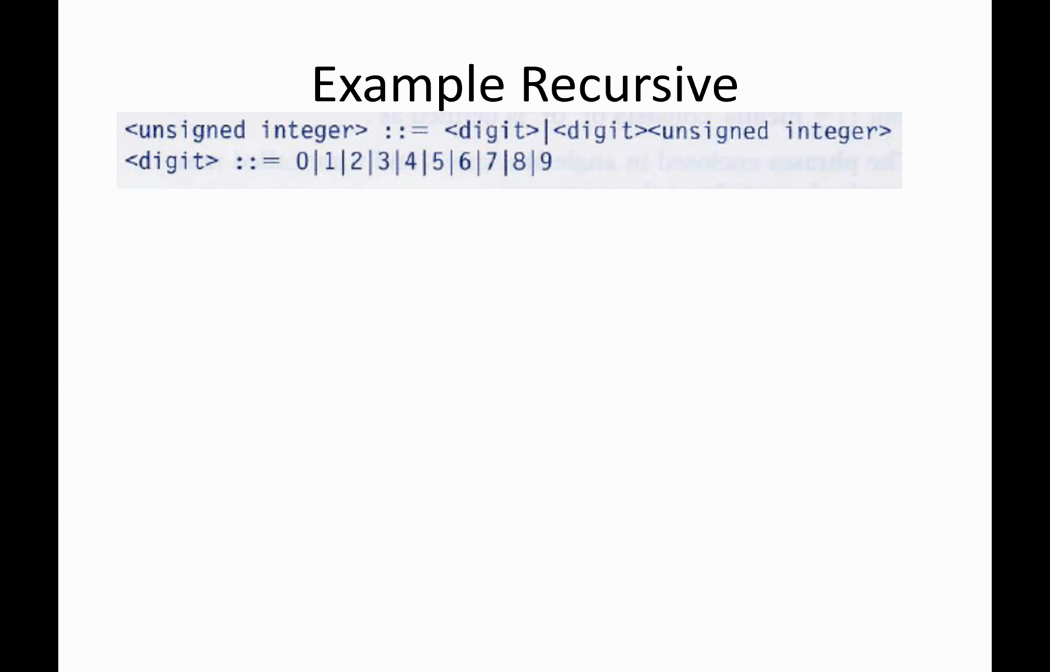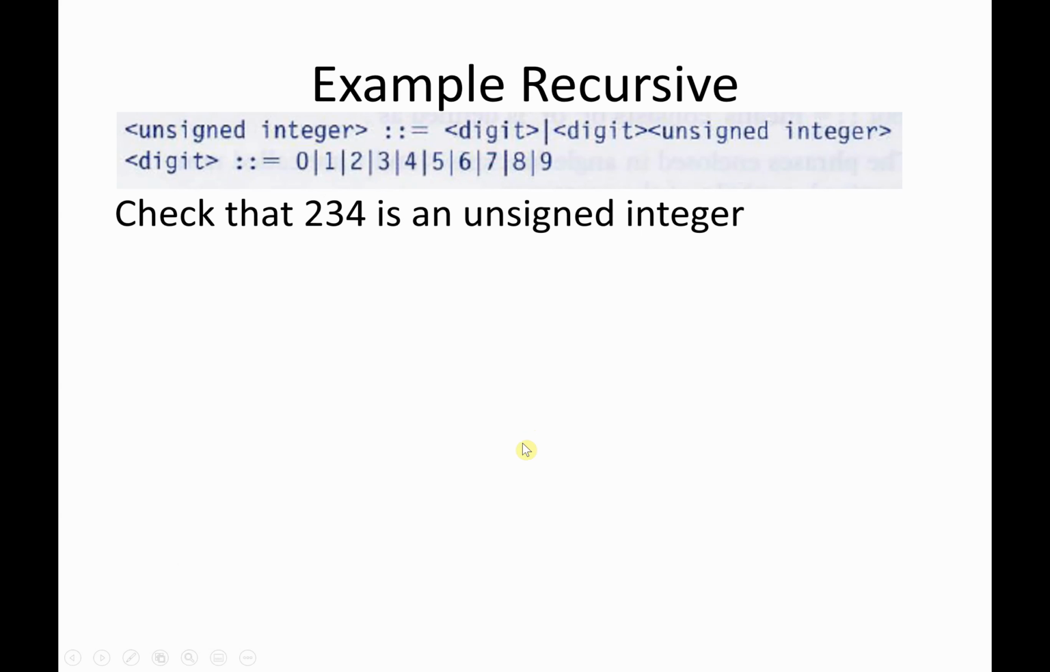Now let's have a look at how that works. So let's see an example. Is 2, 3, 4 an unsigned integer? Well, we know it is, but let's just go through it. We feed 2, 3, 4 in here. Is it a digit on its own? No. Is it a digit followed by an unsigned integer? Well, 2 is a digit, and then we feed in 3, 4 as an unsigned integer back into itself.